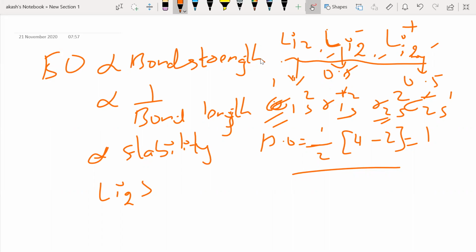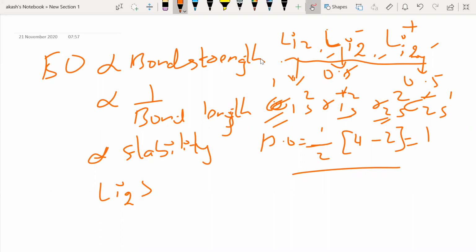Or in other words, you can write the statement like this. If the bond order is the same, the one with more number of electrons in bonding orbitals is more stable. Hope you get my statement. For higher stability, I should have more electrons in bonding orbitals and fewer electrons in anti-bonding orbitals. And you will use this only if you have the same bond order.